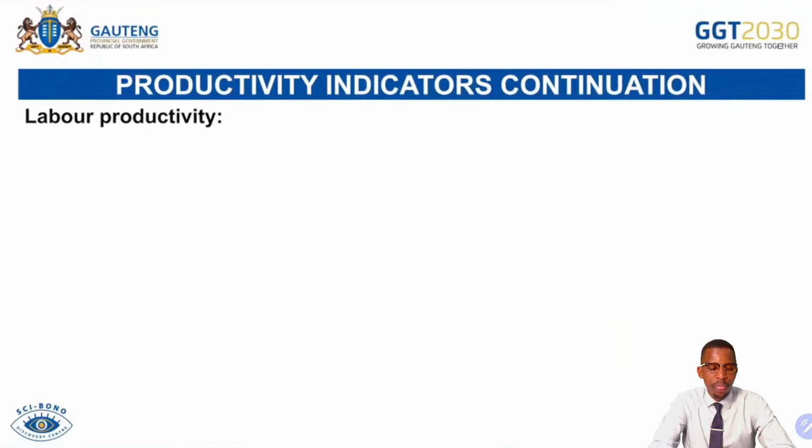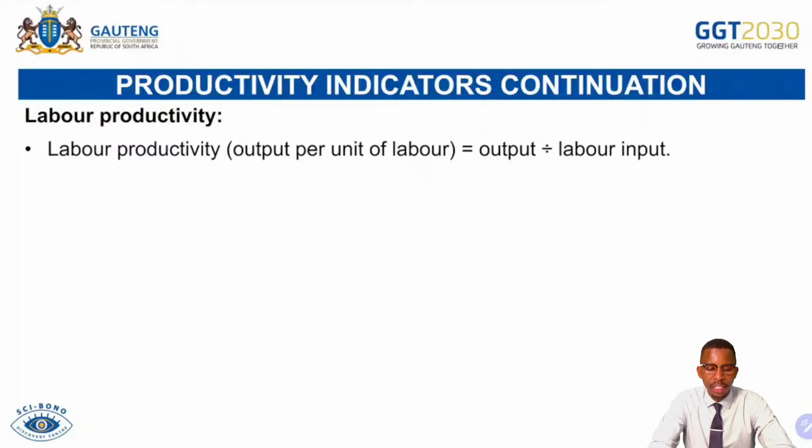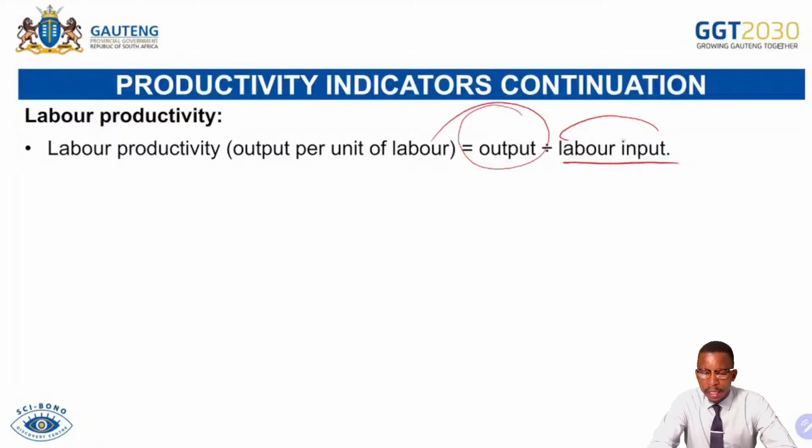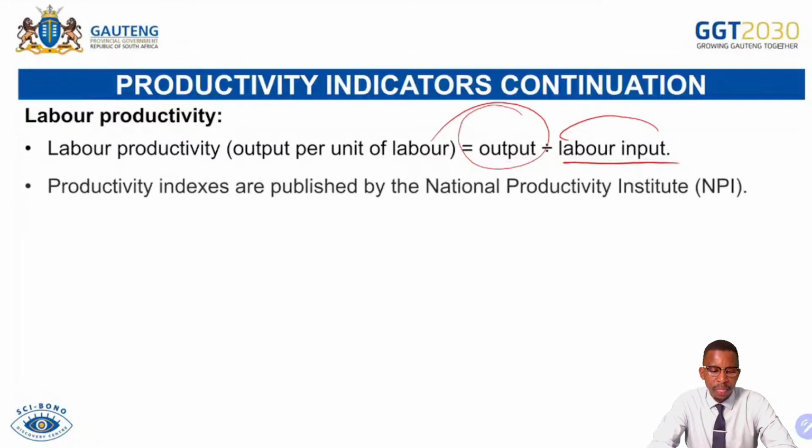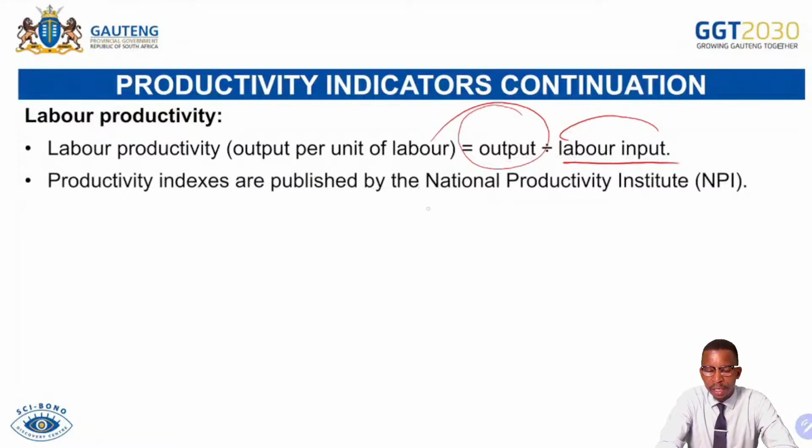We continue. The labor productivity. Labor productivity is output per unit of labor. So we say output divided by labor input, or number of workers. We say total output or real GDP divided by what? Divided by what we call the labor input, or number of workers employed within that particular business. Then we come across labor productivity. So labor productivity indexes are published by the National Productivity Institute, NPI, in South Africa.